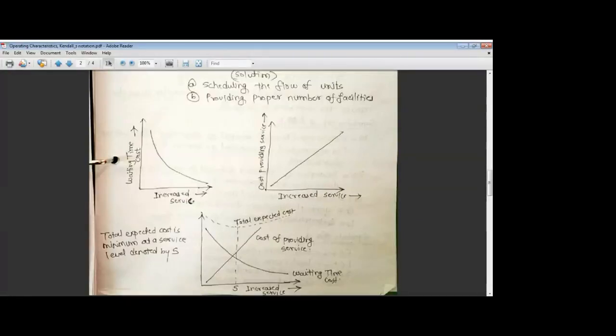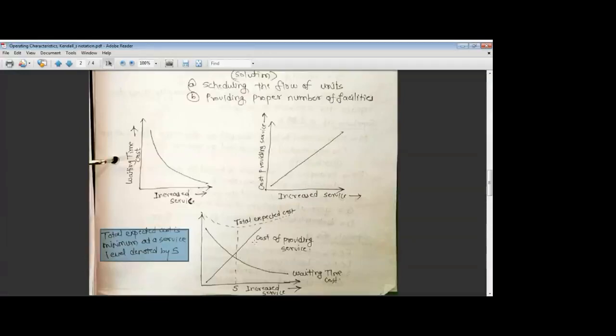Then only what will happen, that particular service facility will be in profit. Draw this particular line below. I'll be getting a point somewhere here. Let's say that that point is S. So what is here? The total expected cost is minimum at service level, denoted by S. So this is how this can be represented on a graphical level.